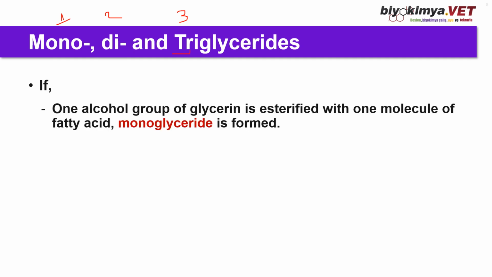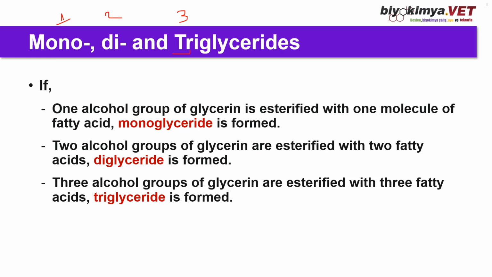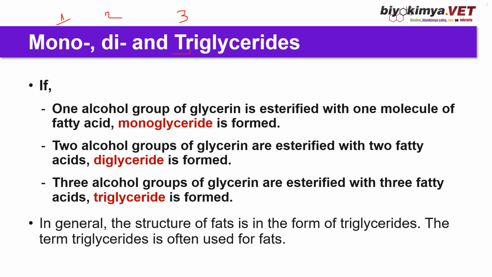If one alcohol group of glycerin is esterified with one molecule of fatty acid, monoglyceride is formed. If two alcohol groups are esterified with two fatty acids, diglyceride is formed. If all three alcohol groups of glycerin are esterified with three fatty acids, triglyceride is formed. In general, the structure of fats is in the form of triglycerides.